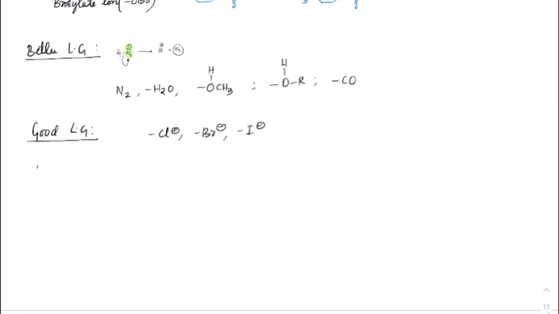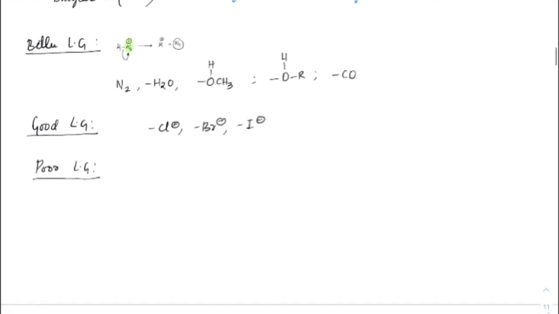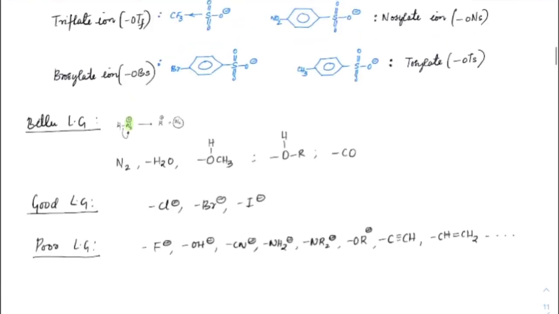Now the poor leaving groups, this list is important for us. What are the poor leaving groups? The super leaving groups and poor leaving groups are very important for us. You can see F minus, OH minus, CN minus, NH2 minus, NR2 minus, OR minus, and C triple bond CH, CH double bond CH2. So these are all poor leaving groups. As of now, remember the list.